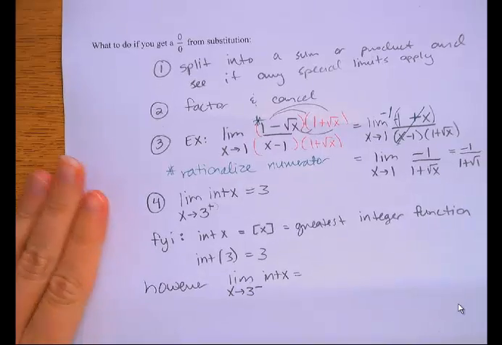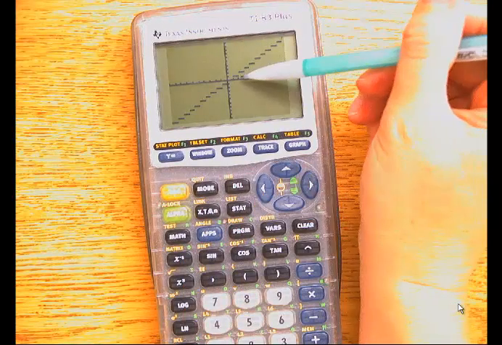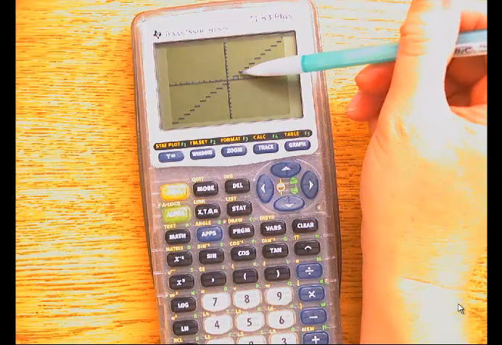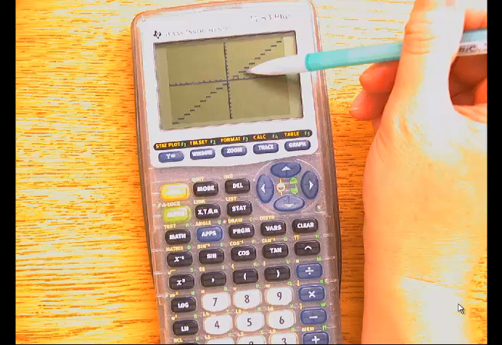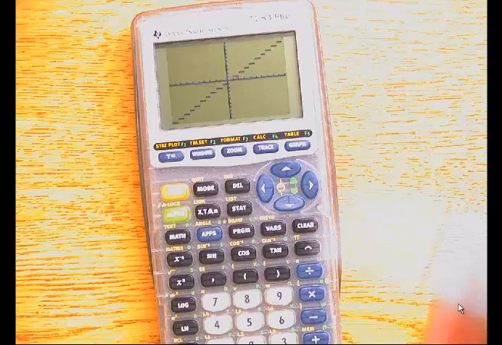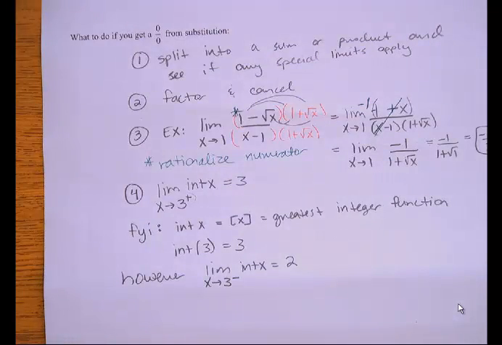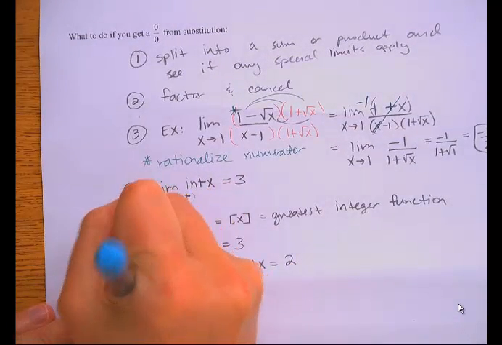Because if you look at the left of 3, so if you're coming toward 3 from the left right here, the y values are at 2 because they haven't been able to reach 3 yet. They've been rounded down to 2. And so sometimes you have to look at a graph in order to see a limit. So for this one, I would say sketch the graph.